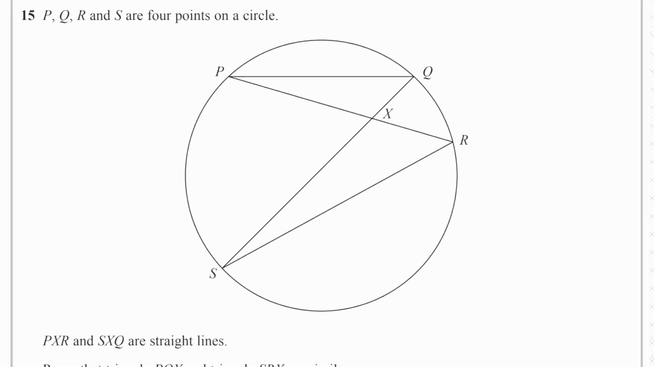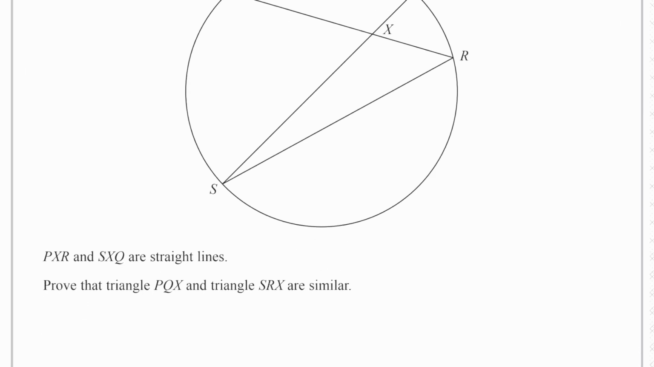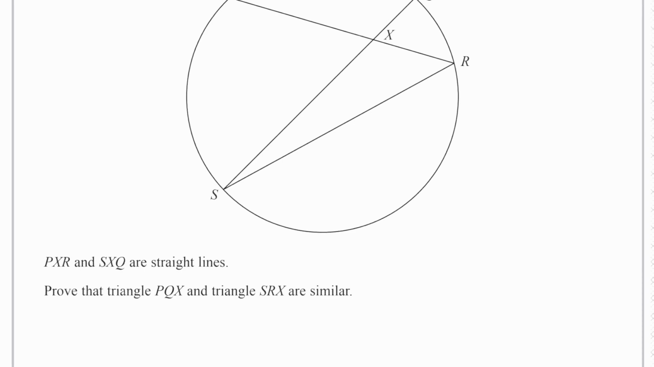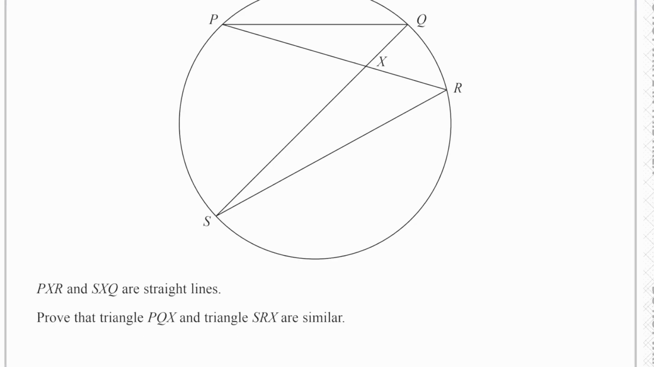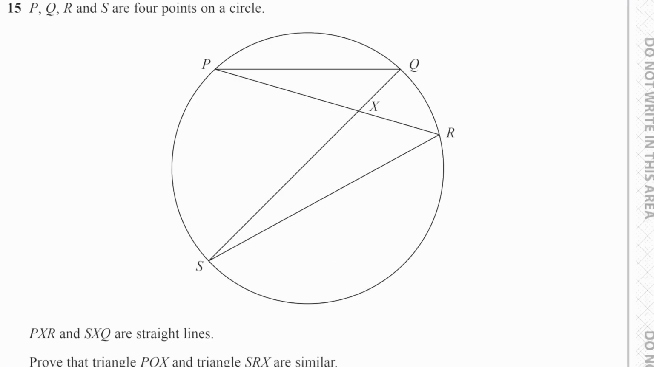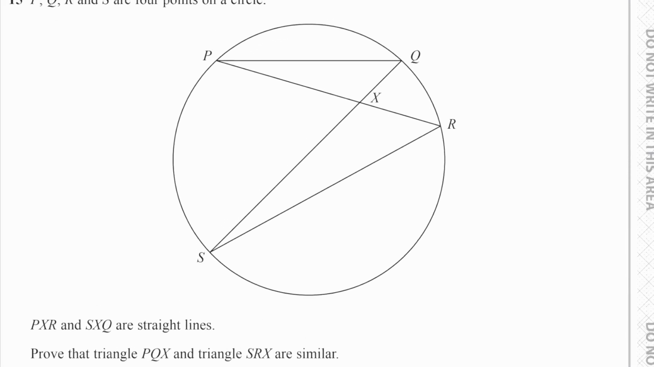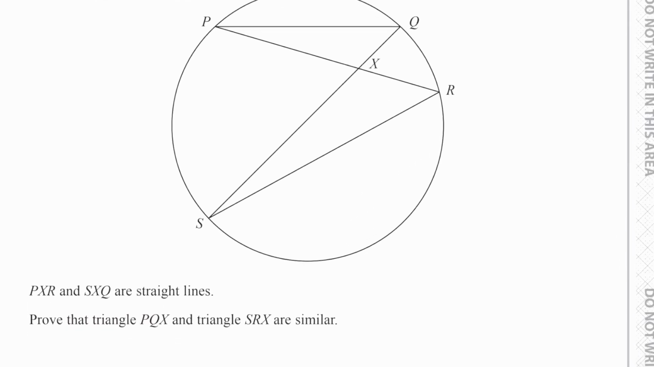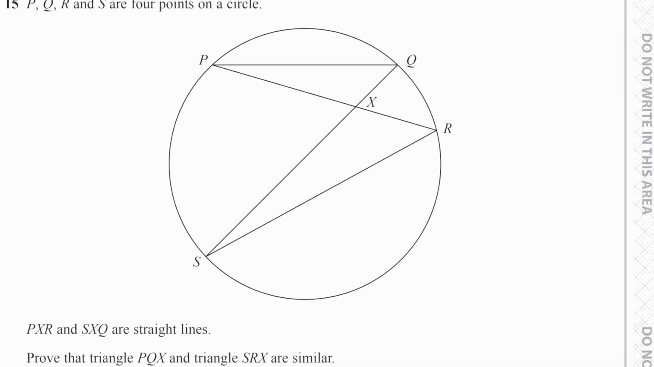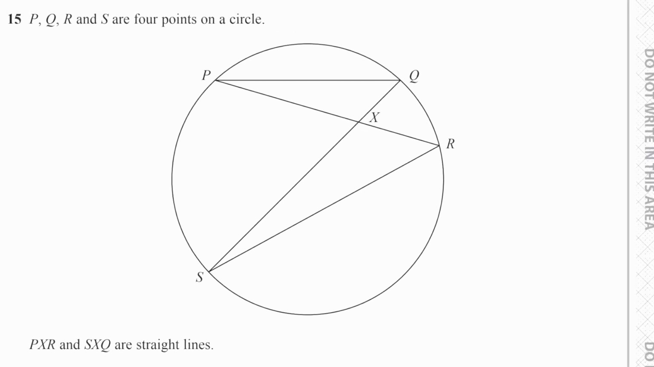Question 15, P, Q, R, and S are 4 points on a circle. You've got PXR and SXQ are straight lines. Prove that the triangle PQX and triangle SRX are similar. This is a circle theorem question, which is always fun. So I think the easiest way to prove this, basically, you want to prove they're similar. To do that, you can show that all the angles are the same. If all the angles are the same, that means that these two are similar. The lengths of the triangles could still be different, and they do look like they're different, but they would be scaled versions of each other, so they'd be similar.